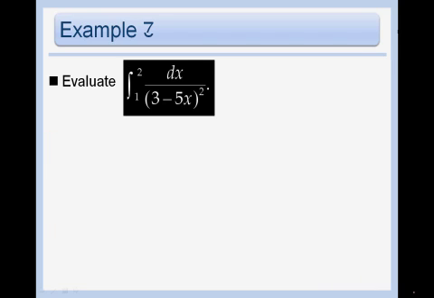Let's try it again. All right, what do you think we're going to make u? That's always the key. Probably this. Let's let u be 3 minus 5x. So then what is du? Negative 5 dx. So let's rewrite this as the antiderivative. Okay, we're not going to mess with bounds quite yet. We have u to the negative 2 times dx.